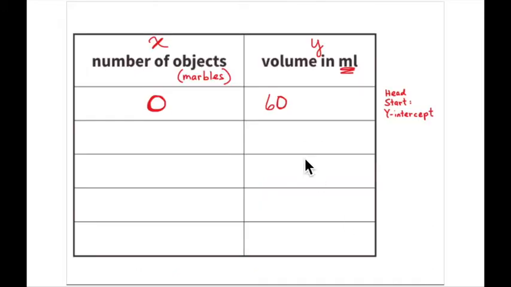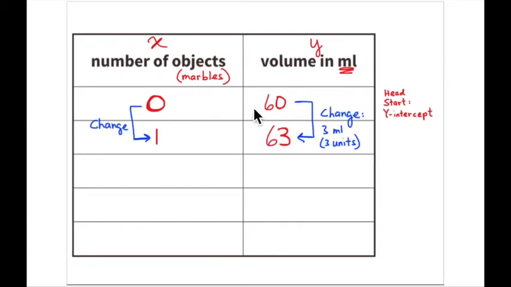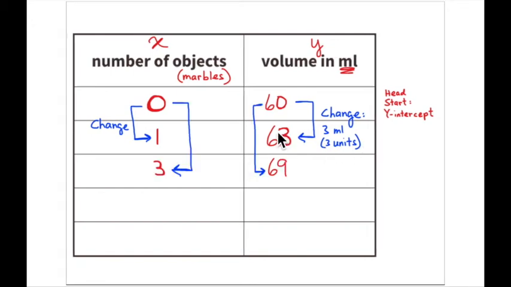So if we look at this in a table, add 0 marbles, you have a volume of 60 milliliters. If you add 1 marble, the change in x is 1 marble. What happens to the volume? The volume changes by 3 milliliters, or 3 units. Add 3 marbles, so the change is 3 marbles. What's the change in volume? The change in volume is 9 milliliters, so it's 69. How do you get that? 69 minus 60 leaves you with 9 milliliters. That's 3 milliliters per marble, so 9 divided by 3.